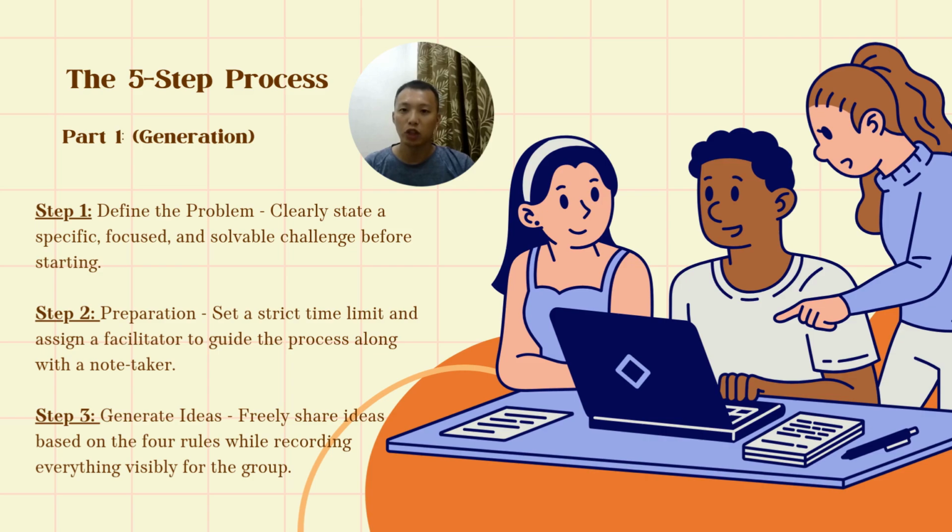Step 3 is to generate ideas. This is the main event. Everyone freely shares their ideas based on the 4 rules we just discussed. Meanwhile, the note taker must record everything visibly so the whole group can see the progress.